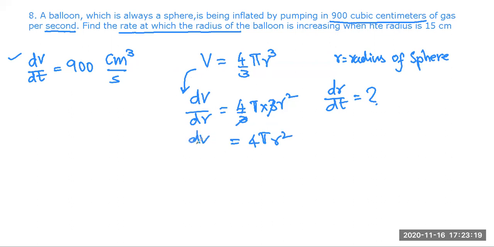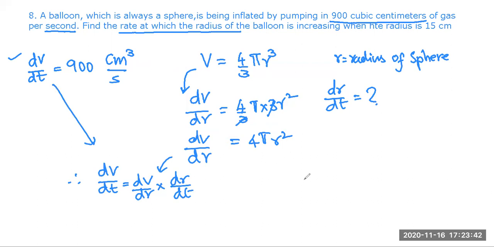So dV by dr is 4 pi r square. Therefore, dV by dt equals dV by dr multiplied by dr by dt. So this is what we need to substitute here, and we will get this. So 900 centimeter cube per second equals 4 pi r square multiplied by dr by dt. So that is when the radius is 15 centimeters.